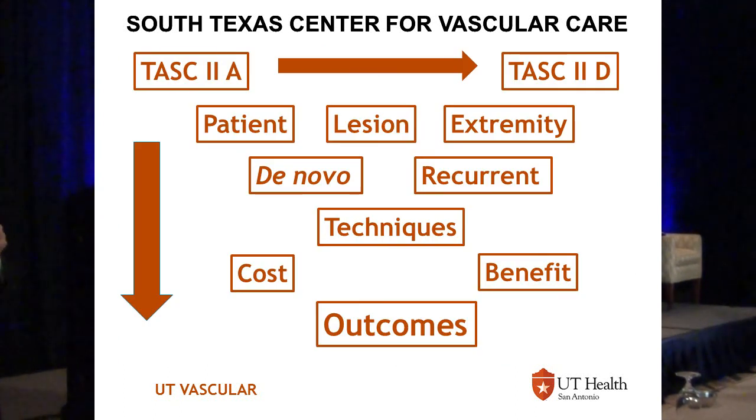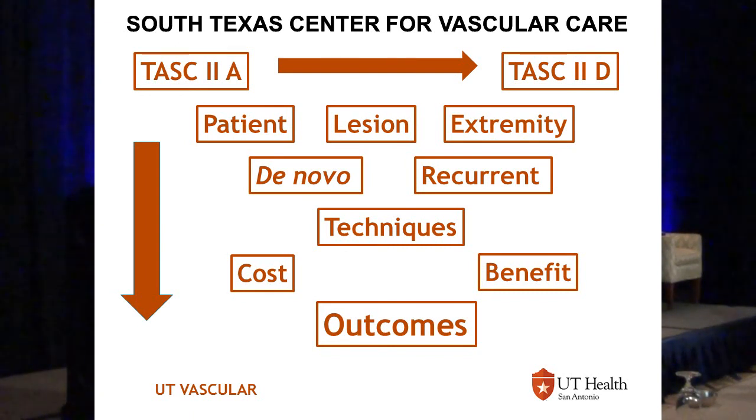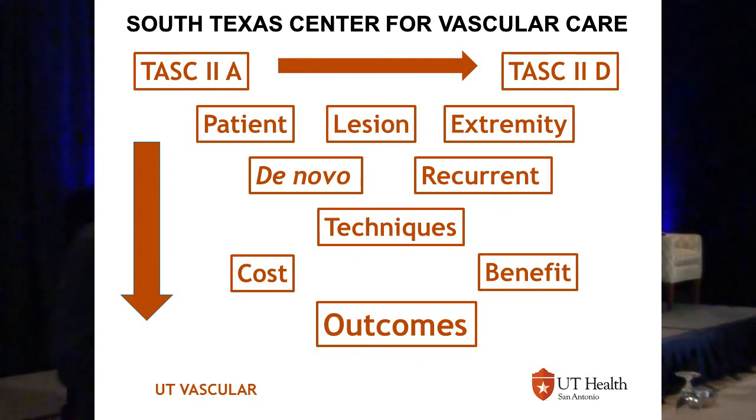So let's take a look. The spectrum of disease goes from TASC A all the way to D. Underneath that is the patient, the lesion, and the extremity, and each has a bearing on the SFA and its complexity. The second is whether it's de novo disease or recurrent disease. The third is the technique that you wish to choose or the platform that you're most comfortable with. In the new world, cost is important and benefit to the patient is important, and eventually meaningful outcomes that we believe are important, whether it's quality of life, if it's claudication, it should not be loss of limb. Those are all important things that we need to think about.